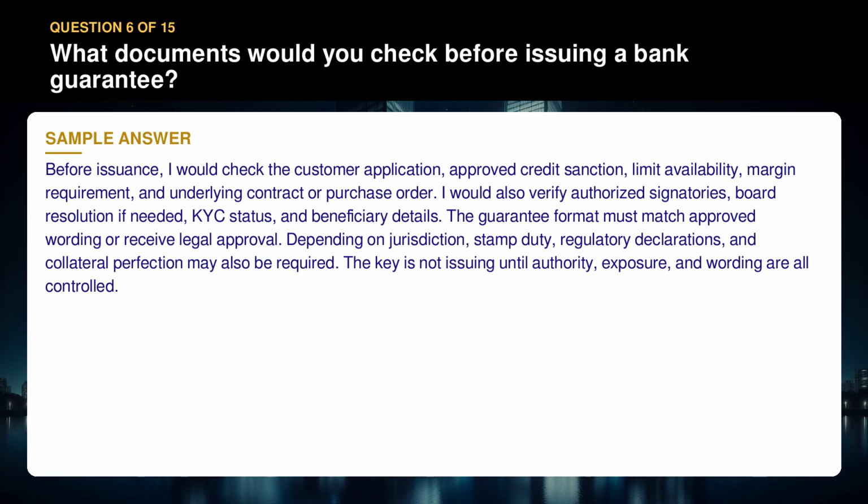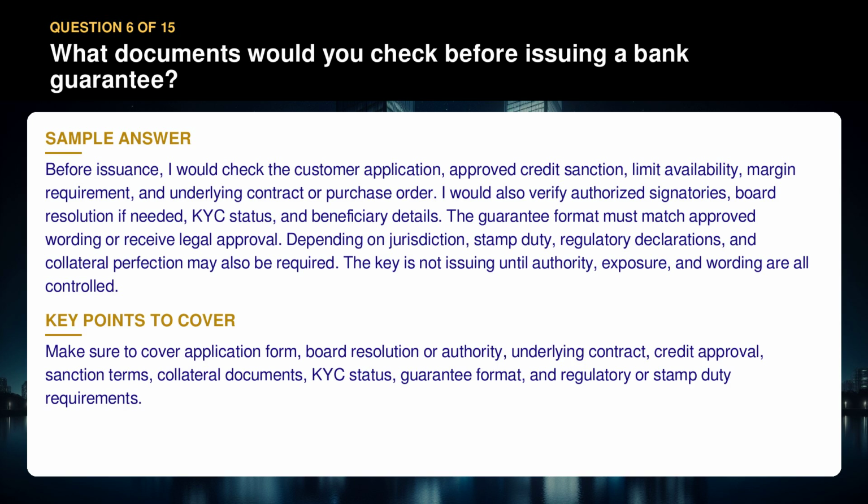Depending on jurisdiction, stamp duty, regulatory declarations, and collateral perfection may also be required. The key is not issuing until authority, exposure, and wording are all controlled. Make sure to cover application form, board resolution or authority, underlying contract, credit approval, sanction terms, collateral documents, KYC status, guarantee format, and regulatory or stamp duty requirements.